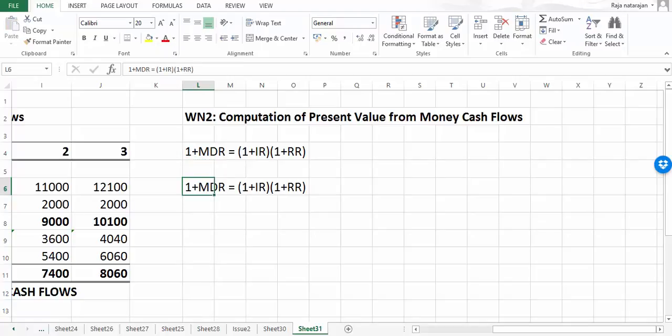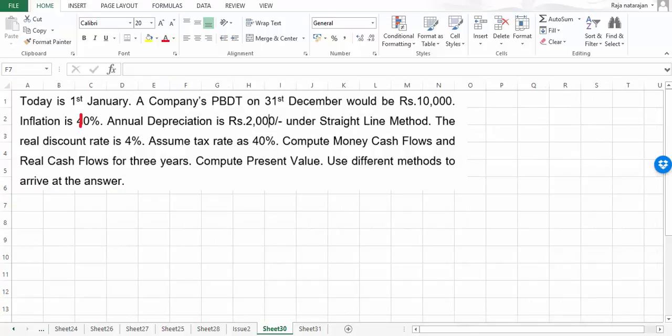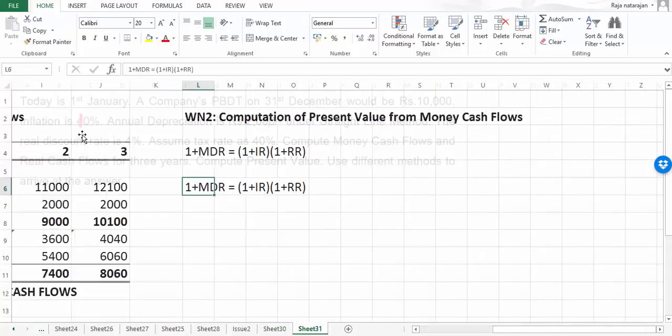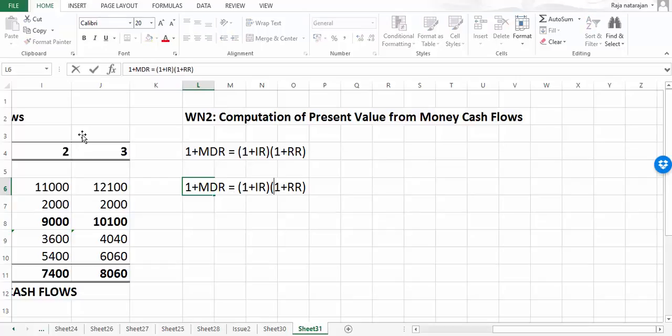Do we have the real rate? Let's check in the question. Yeah, we have the real discount rate 4%. We have inflation 10%. So let's fill that. Inflation rate is 10%, so it is 0.10. And real rate is 4%, so it is 0.04. And if I fill this, let's see what happens.